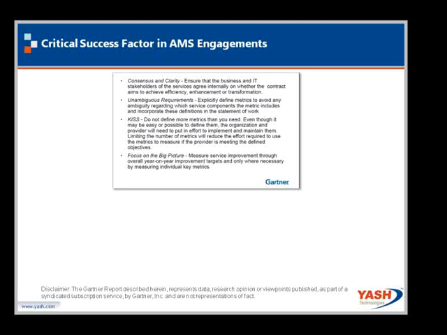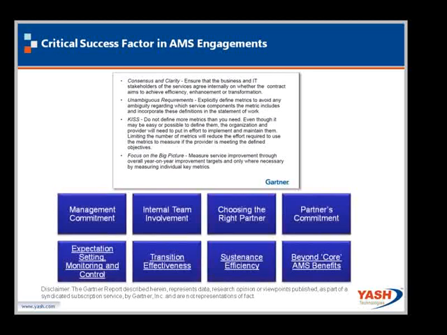So again, going back to focusing on the big picture: getting the level of management commitment, getting the internal team's involvement, choosing the right partner. But what we are going to focus more and more on in this conversation is proper expectation setting, monitoring and control, how to do an effective transition, how to do ongoing reviews of the sustenance efficiency, and last but not the least, the holy grail of all AMS, which is to go beyond the core AMS benefit, which would be apart from sustenance: how can you also look at improving business process solutions and the key metrics from that, like DSO and some of these other inventory carry metrics, and how you can start leveraging some of that.